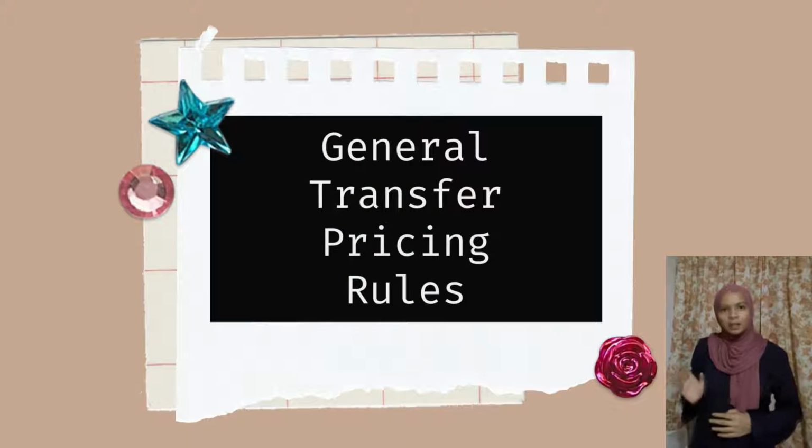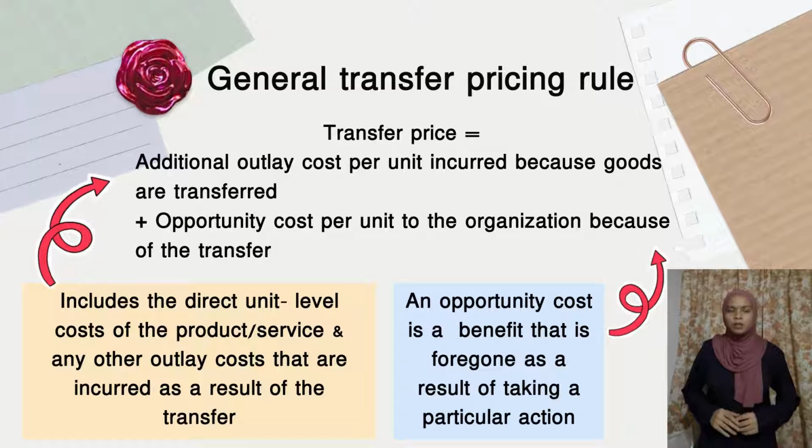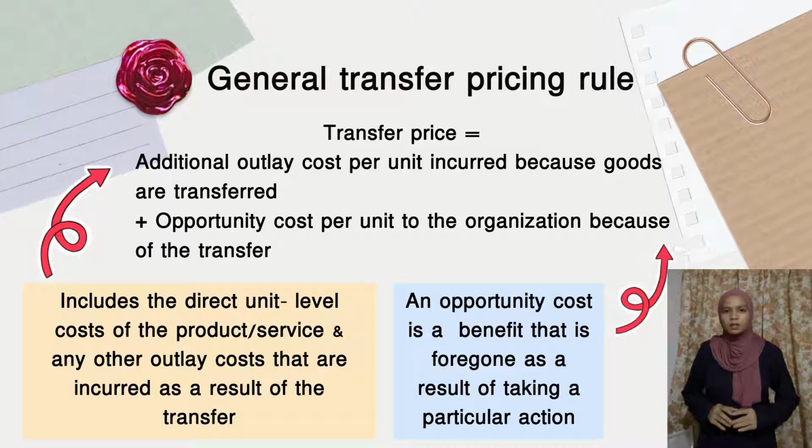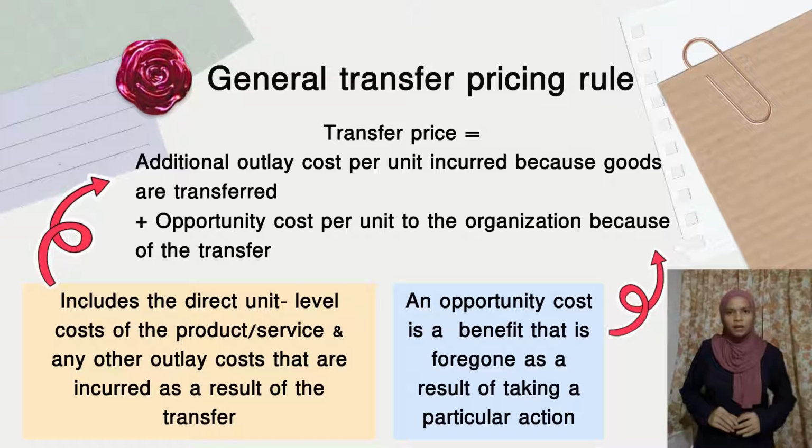I will proceed with general transfer pricing rules. A general rule that will ensure goal congruence is: transfer price equals the additional outlay cost per unit incurred because goods are transferred, plus the opportunity cost per unit to the organization because of the transfer.